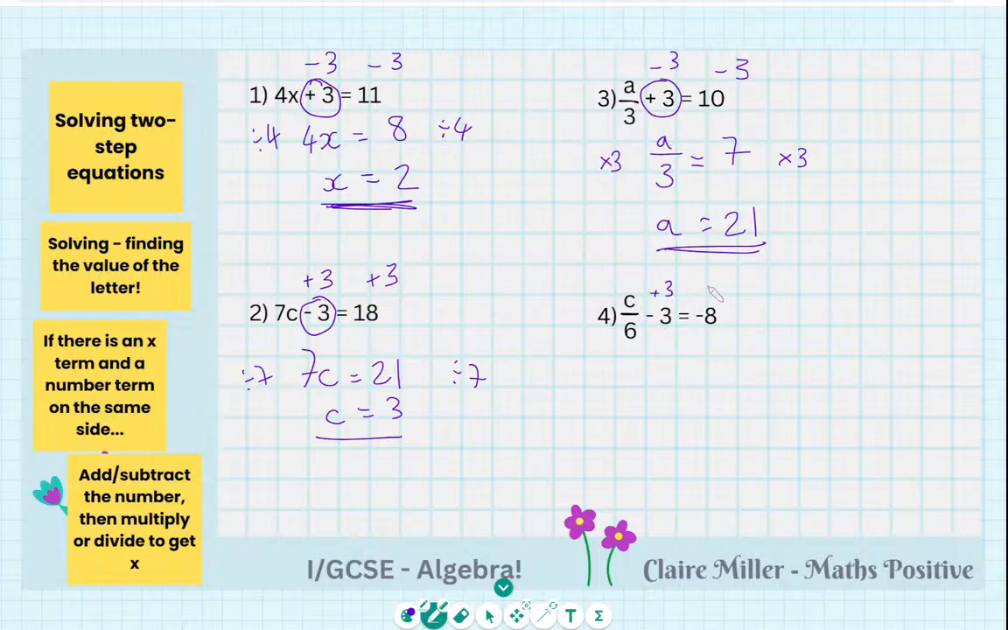Oops. So I'm going to add 3 to both sides. That gives us c over 6 equals negative 8 plus 3. So have a quick think about what that is.